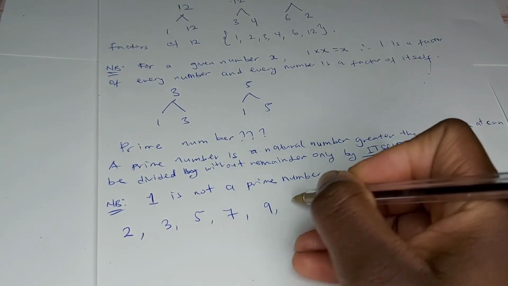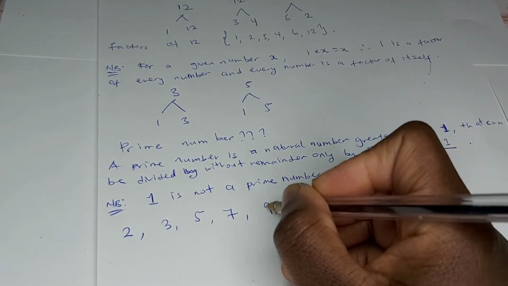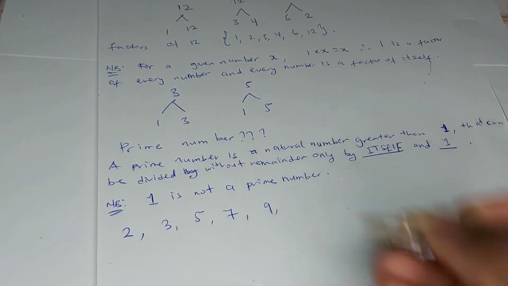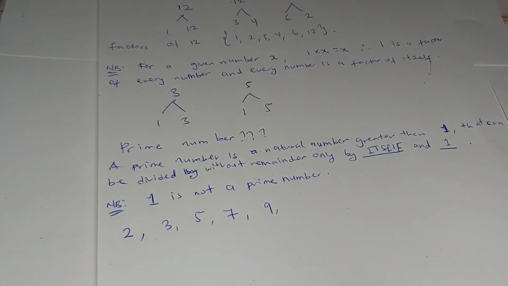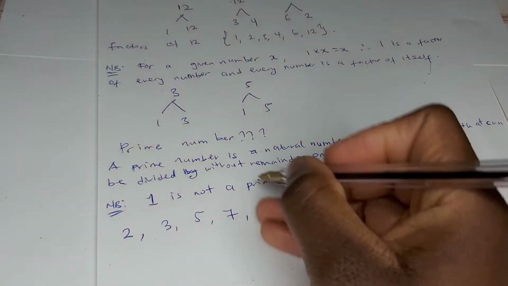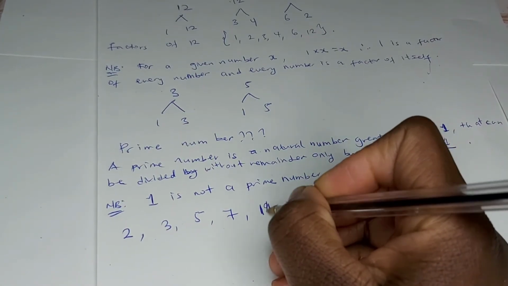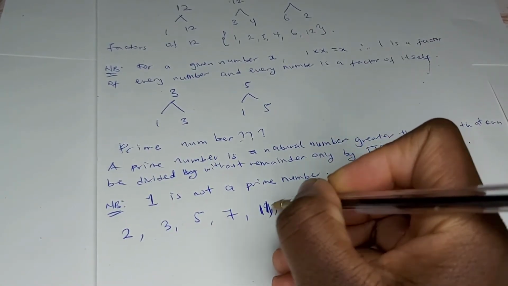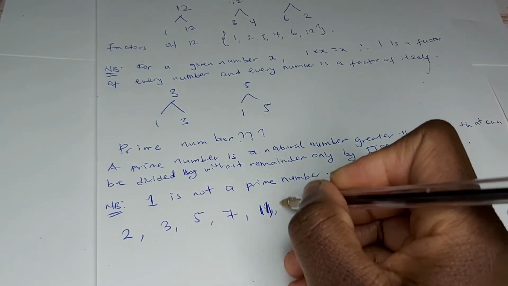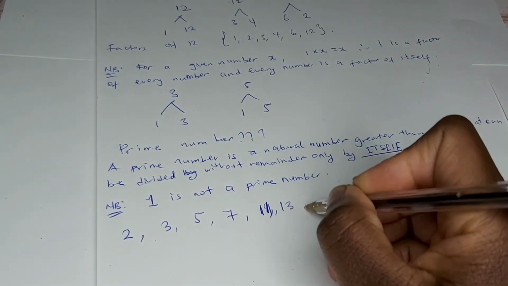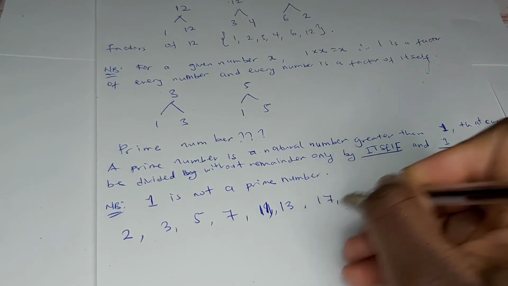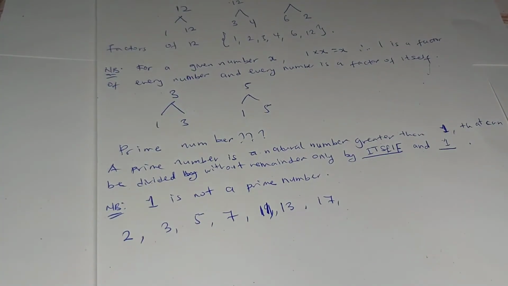Sorry, 9 is not a prime number because 9 can be divided into what? 3. So we have 3 times 3, which is 9. So 9 is not a prime number, but we have 11. This is a prime number. And then we have 13. We have 17. 15 is not a prime number because 3 times 5 is 15.